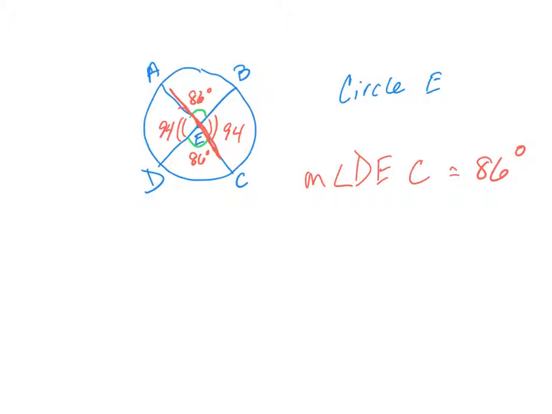Okay, when angles are in the center of a circle, what do you think they're called? They're called central angles, okay? So if they're central angles, the arc that they create are equal to the angle, meaning we're going to start talking about arcs, not just angles.